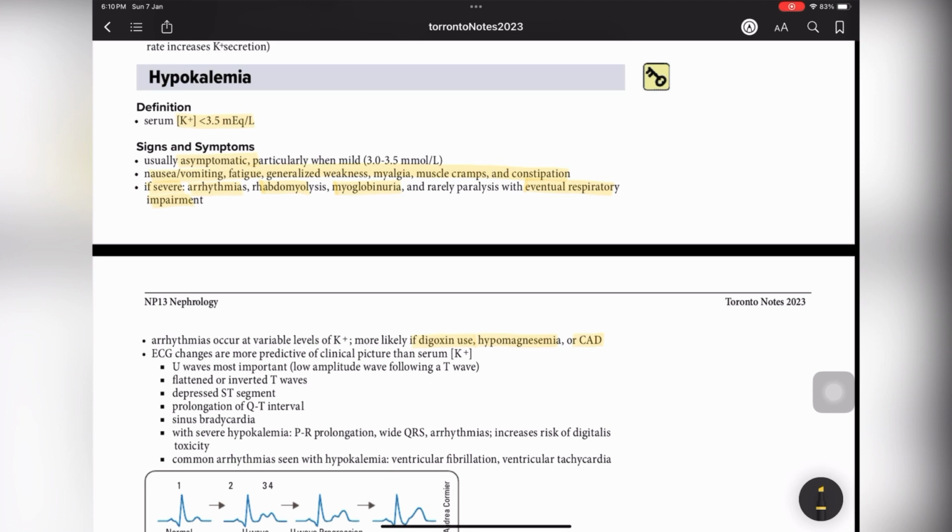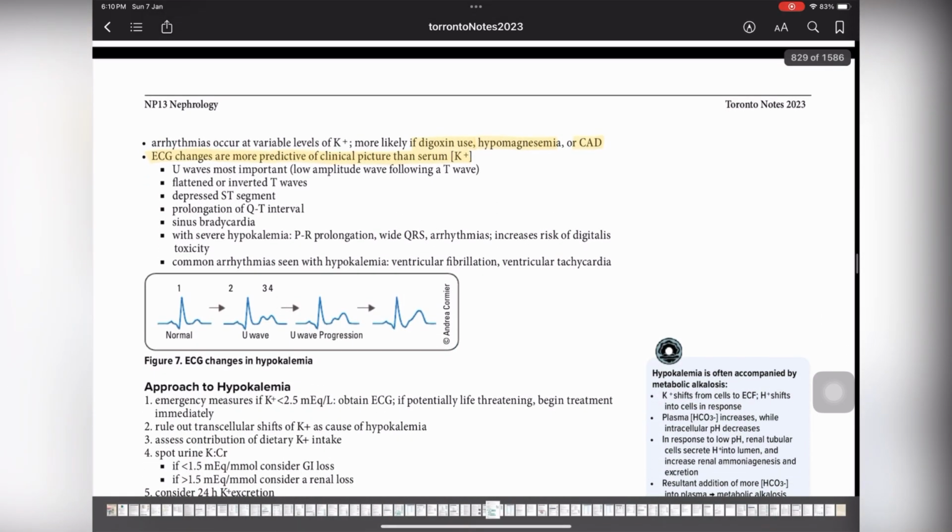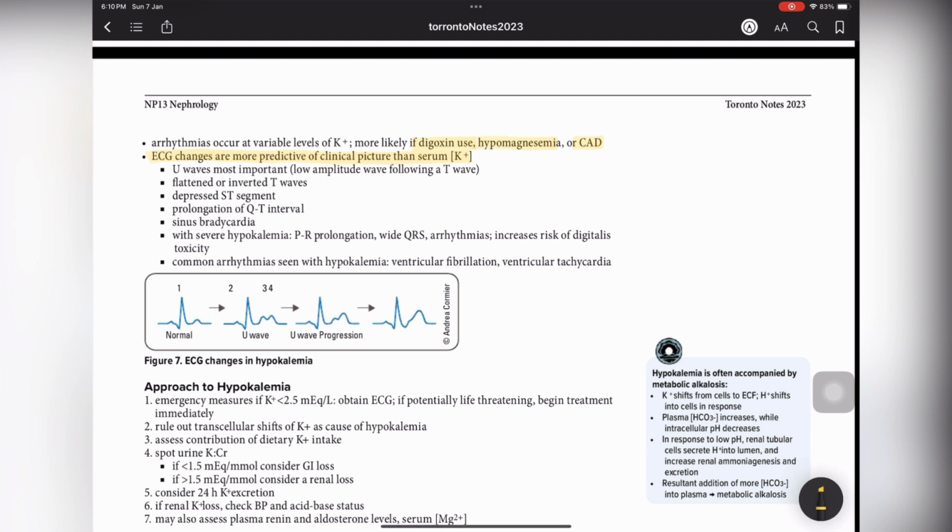Now, ECG changes with hypokalemia are very specific and we need to know them. On ECG, we need to look for the U wave. The U wave is the most important one, and it is a low amplitude wave following the T wave. And then there is also a flat or inverted T wave.